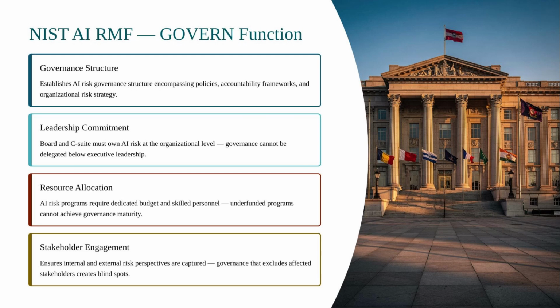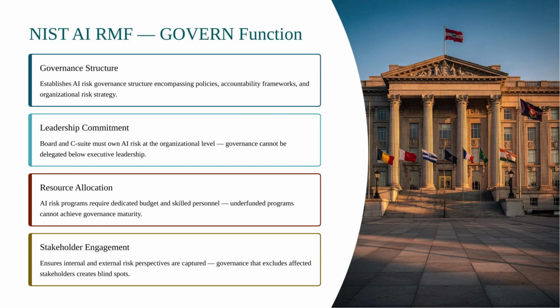When I think about what govern looks like in practice, I think about a client I worked with who had excellent AI policies and a strong technical team, but the risk function had never been in the same room as the AI development team. They were governing in parallel universes. Govern is about connecting those worlds, creating the organizational conditions where risk management is integrated into AI decision-making rather than bolted on afterward.